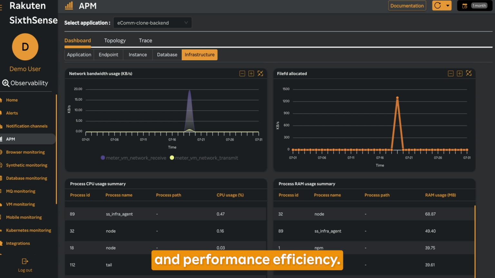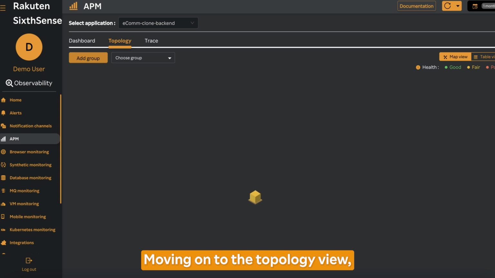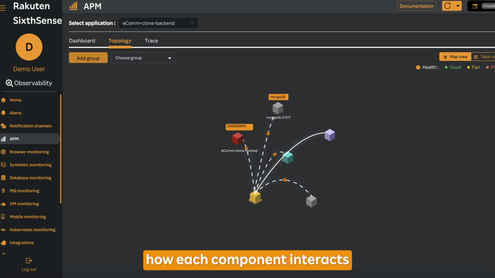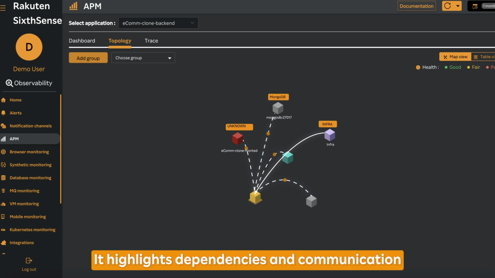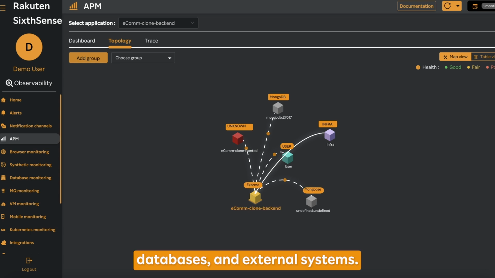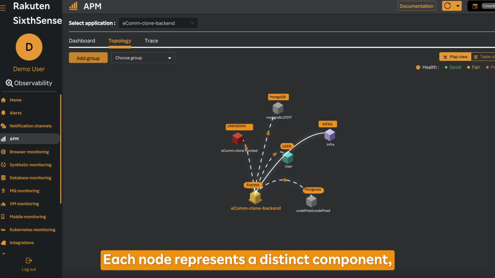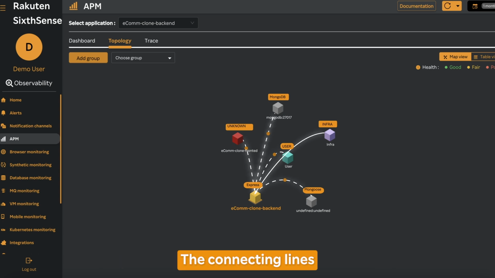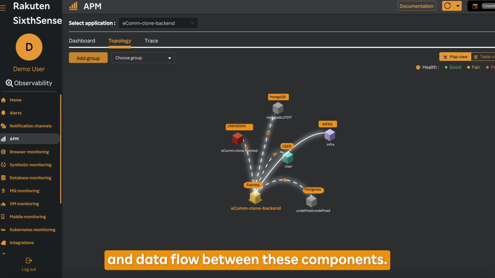Moving on to the topology view, this provides a comprehensive map of your application's architecture, showing how each component interacts within the system. It highlights dependencies and communication paths between services, databases, and external systems. Each node represents a distinct component, such as a microservice or a database. The connecting lines indicate the interactions and data flow between these components.